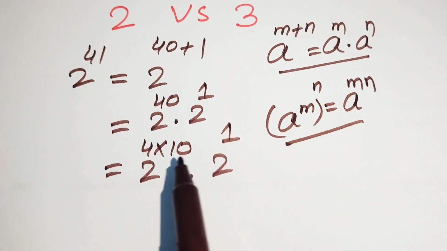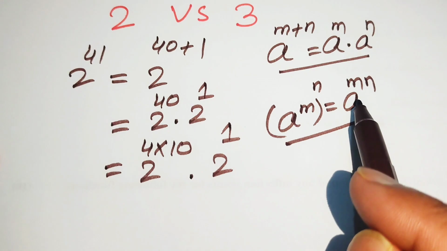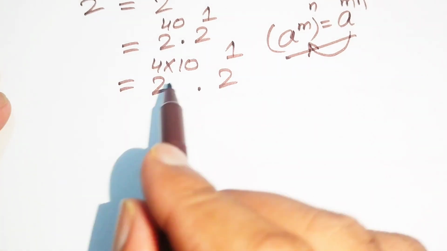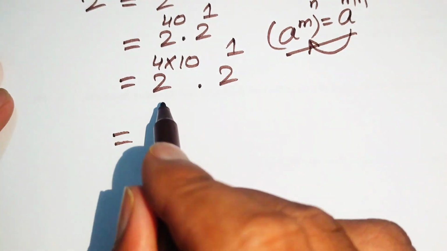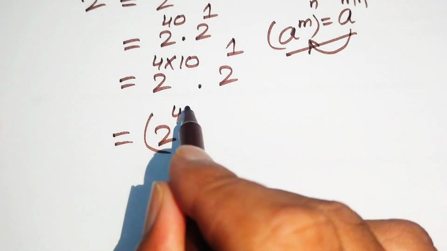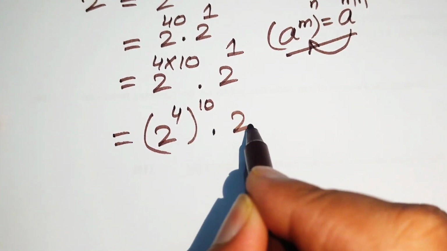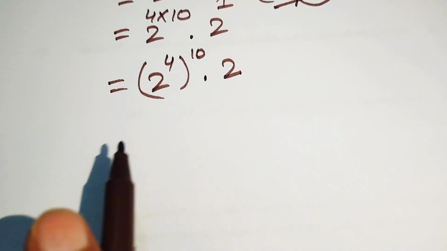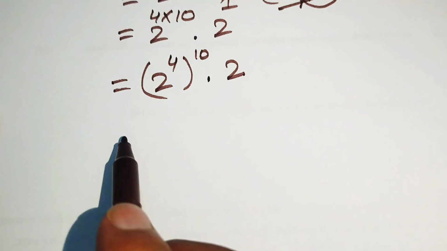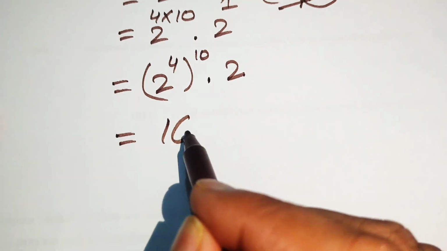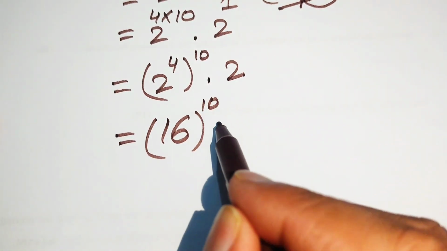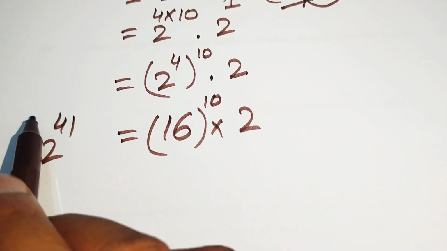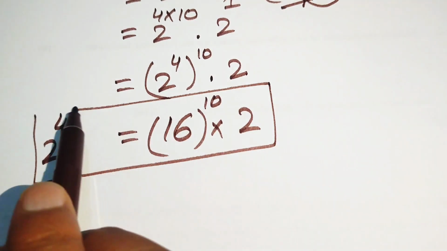So our expression is written in this form. We write this expression as 2 to the power of 4 and its whole power 10, into 2 to the power of 1, which becomes 2. Now we know that the value of 2 to the power of 4 is equal to 16, and its whole power 10 is multiplied by 2. So this is the simplified form of 2 to the power of 41.